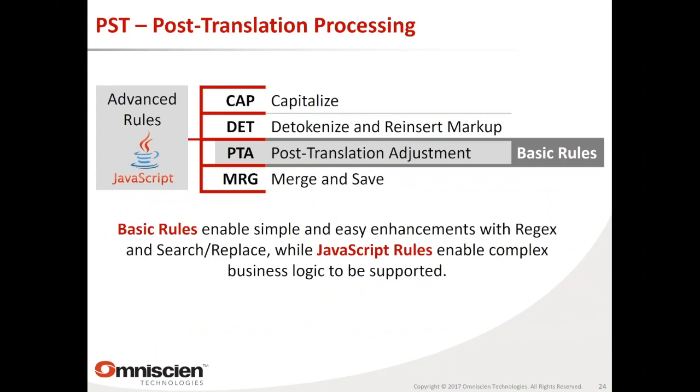Then we move to post-translation processing. So things like recapitalization, matching capitalization in the source if you wish to, reinserting markup such as HTML or XLIFF tags. Post-translation adjustments allow you to modify the output. So you might have a style guide that says after a colon, you need 3 spaces. Or you might have a style guide that says you need a non-breaking space between numbers and units. All of those things can be applied with basic rules.